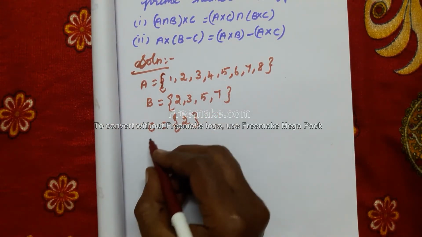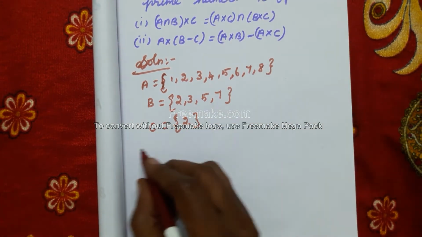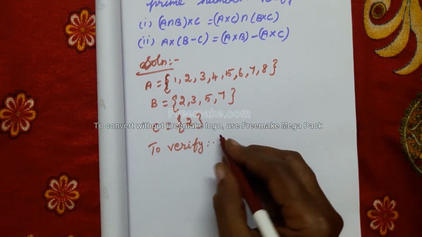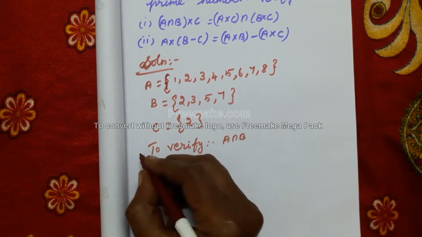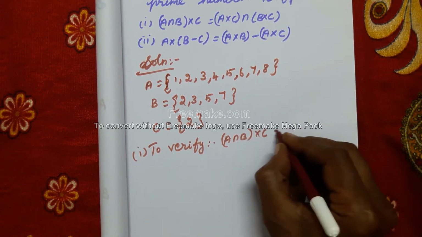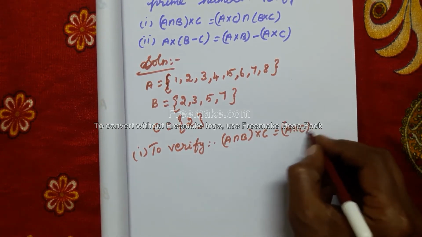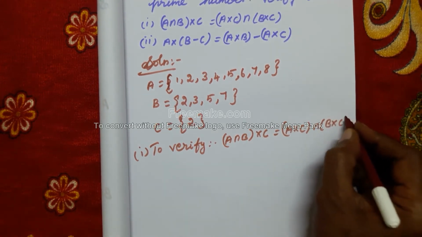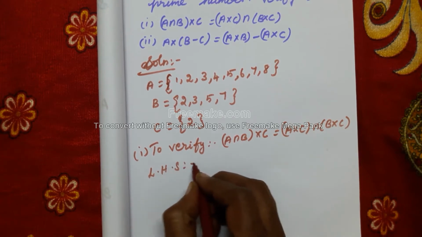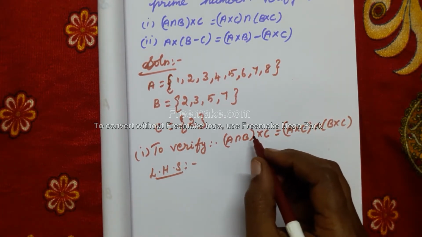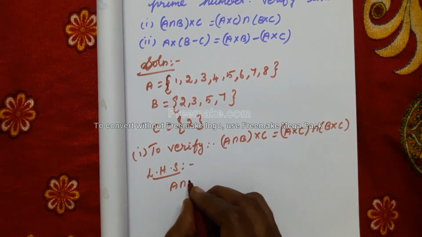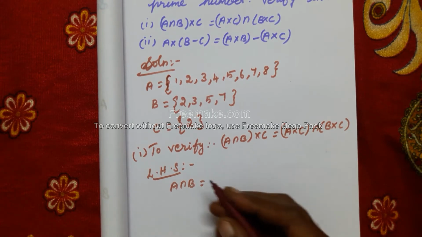Now, we have to verify that. To verify, first one, A intersection B cross C is equal to A cross C intersection B cross C. First, we go to the left hand side. What is there in the left hand side? A intersection B cross C. First, we have to find out A intersection B. What is A intersection B?